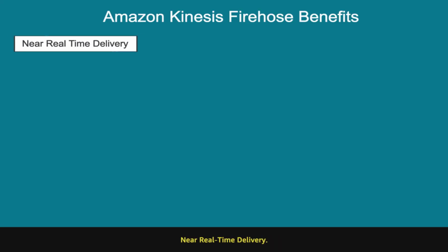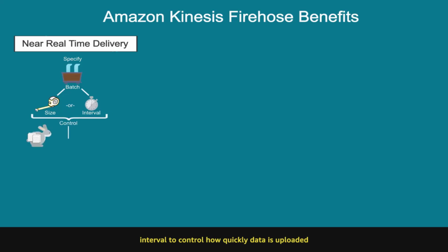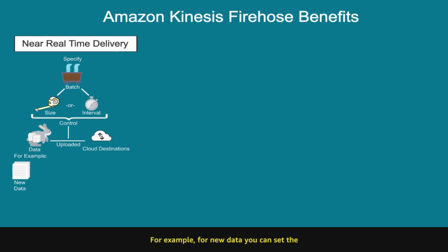Amazon Kinesis Firehose benefits: near real-time delivery. You can specify a batch size or batch interval to control how quickly data is uploaded to their cloud destinations. For example, for new data you can set the batch interval to 60 seconds and the service will return processed data within that time frame.